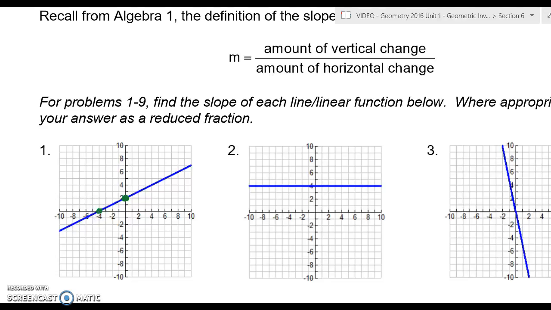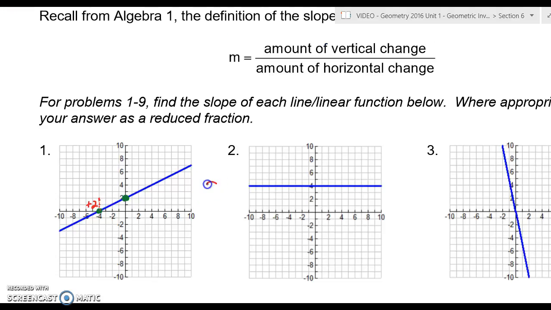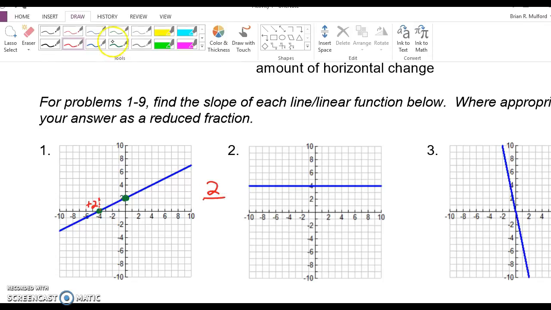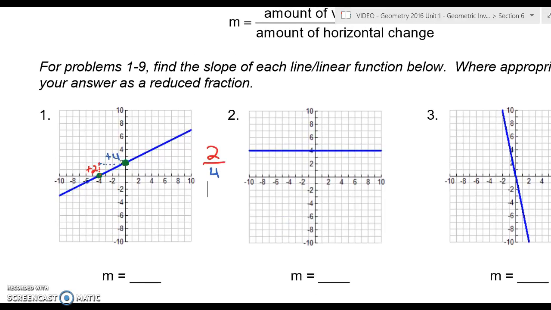And what I want to do is figure out what is my vertical change. How much should I move up or down? In this case, I'm moving up 2. And then I want to find the horizontal change. Well, I'm going to write this out. 2 over, and let's just do blue here. And it looks like from negative 4, 0, we have a plus 4. So my slope then would be 2 over 4, which I can reduce down to 1 over 2.